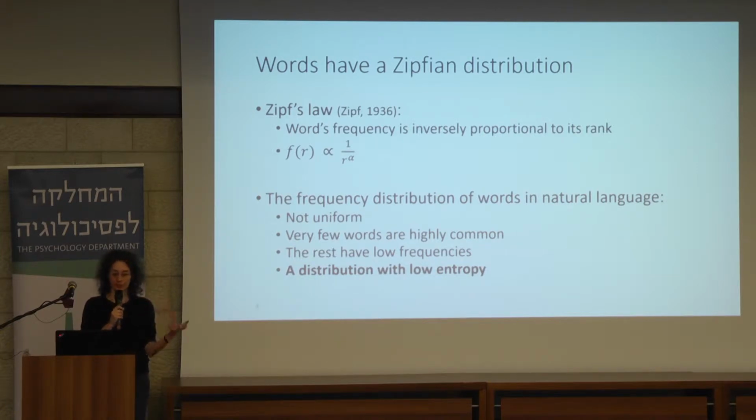What does this mean intuitively? The frequency of words in natural language is not uniform. We don't hear all the words an equal number of times. Instead, we have a few very high frequency words and a lot of very low frequency words. And importantly, this kind of distribution has a relatively low entropy. It's more predictable, because we have a few very frequent words.